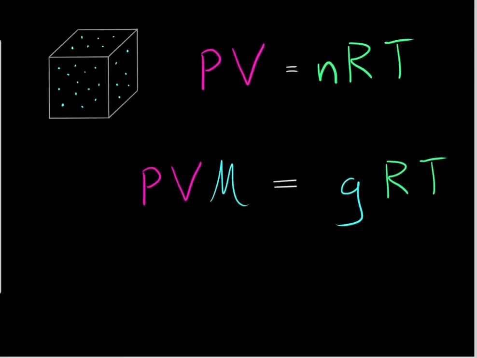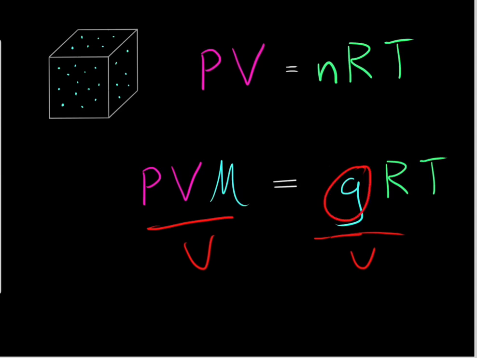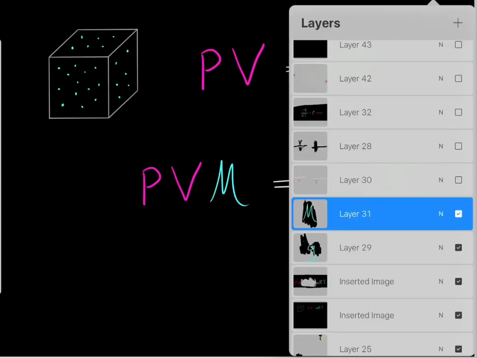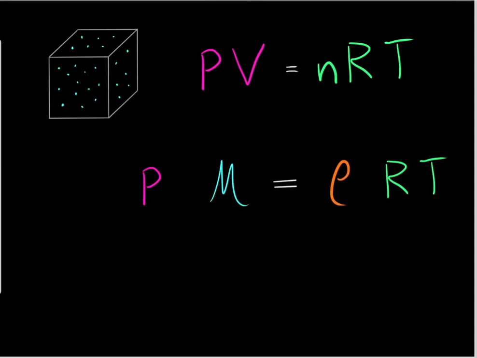So now we can divide both sides by volume. If we divide both sides by volume, these volumes will clearly cancel out, and we'll be left with grams divided by volume, which is density. This equals density. If you follow the math, you would see we'd be essentially left with this.